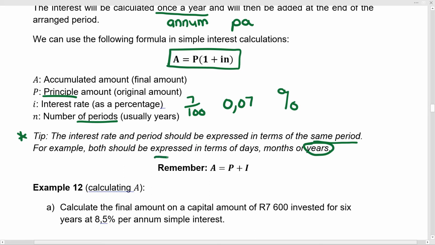Okay, and then let's just look at this, and I'm also going to rewrite it as a different equation. Your A amount equals the amount that you started with plus the interest. Another way of looking at that is saying the amount of interest equals the amount that you finished off with subtracted the amount that you started off with.